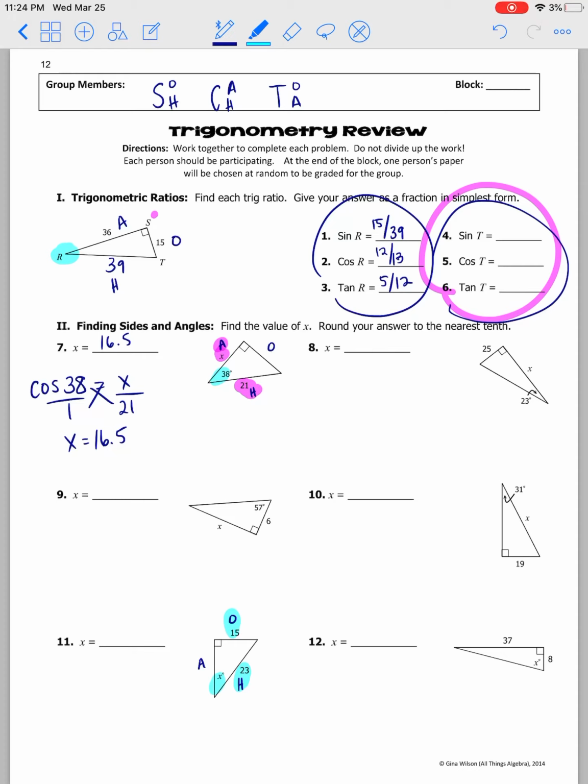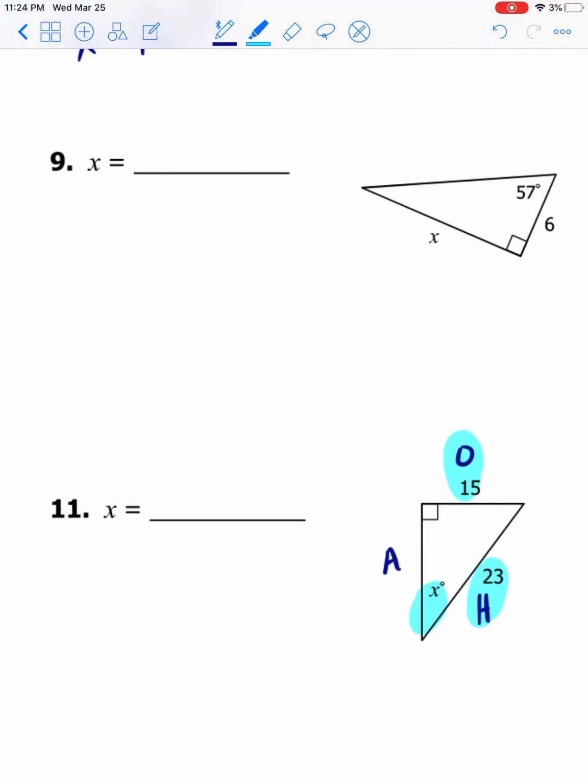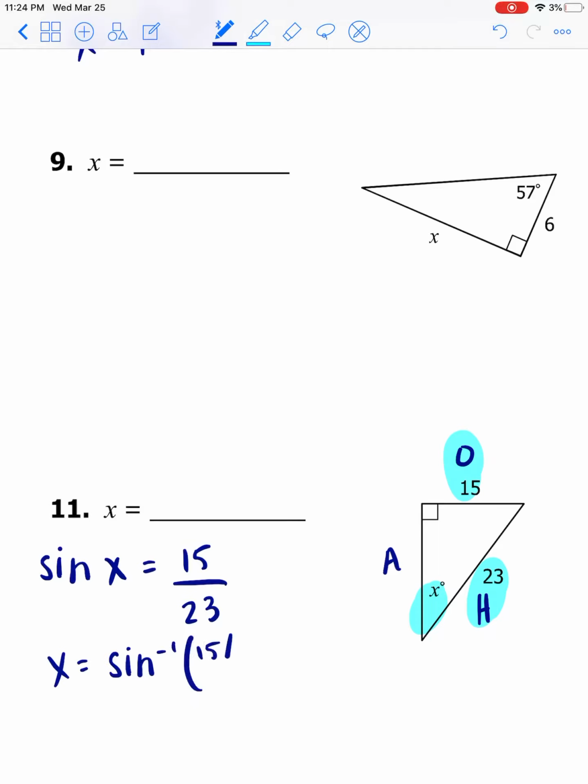I'm looking at my ratios. I see that sine is the one that has opposite and hypotenuse in that order, O over H. So sine of x, remember always sine of the angle, sine of x equals 15 over 23. So that means you do the inverse sine of 15 over 23 in your calculator, which is also part of the calculator tutorial if you need it. And you get 40.7.